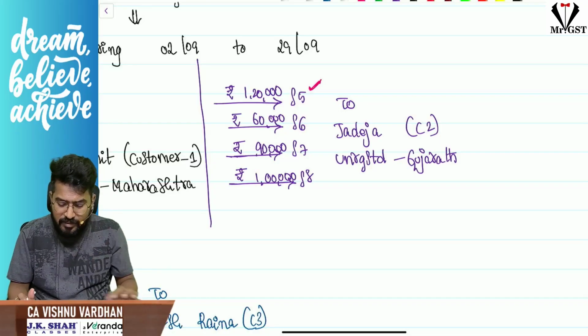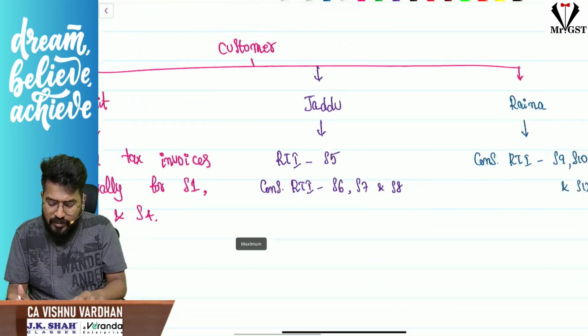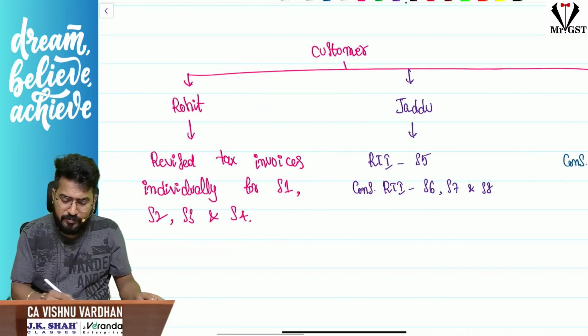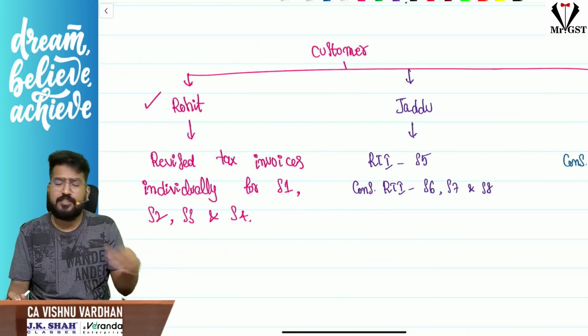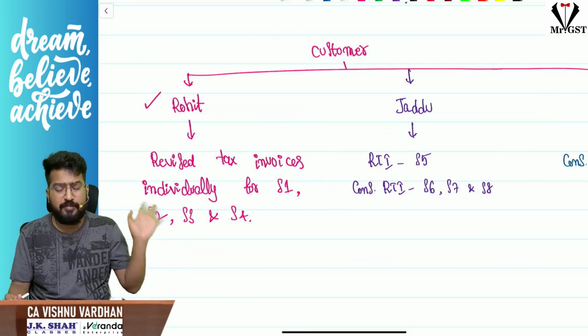All these remaining 3, I can consolidate and give one consolidated revised tax invoice. See, for Rohit I give a revised tax invoice for all the supplies separately.